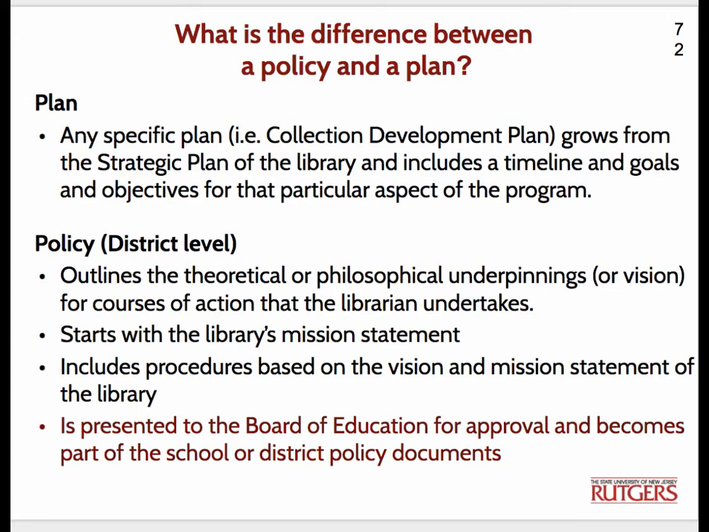We talked about policies and plans. You know that you're making a strategic plan, and you'll probably be developing either a formal or informal collection development plan. But as I mentioned, a material selection policy, just remember that it outlines your theoretical and philosophical vision for what you're going to do in terms of developing a collection. It is connected to your mission statement. It includes procedures based on both your mission and your vision statement, and the policy is a board-approved document. So those are real differences.